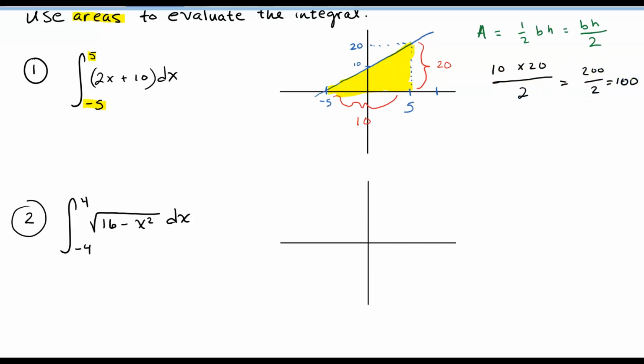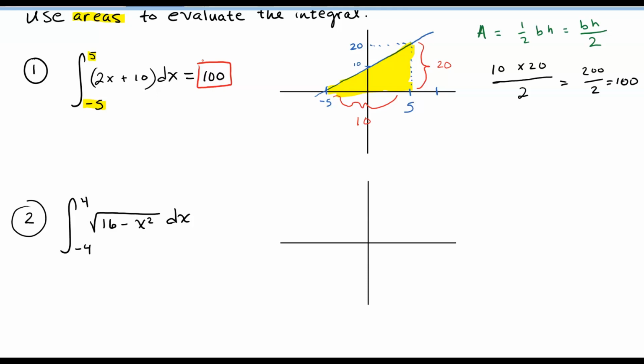So what is the area under the curve from -5 to 5 of the function 2x plus 10? Well, it's 100 square units. So our answer here is 100, and there's really nothing to it. We're using just geometry to find an integral, and that's what you need to understand: this is the area under the curve.